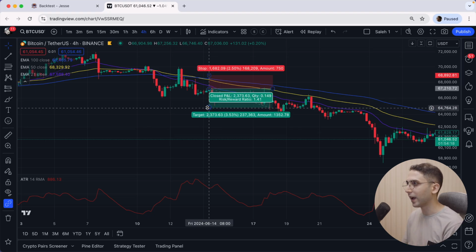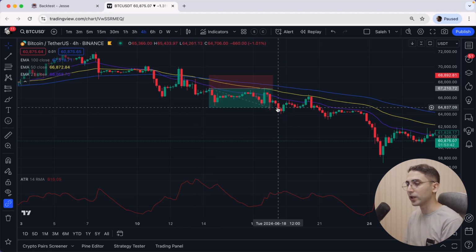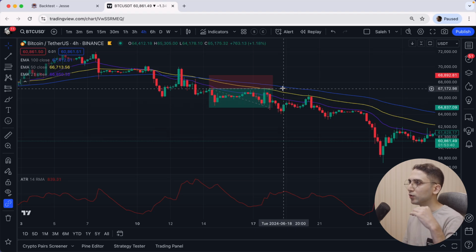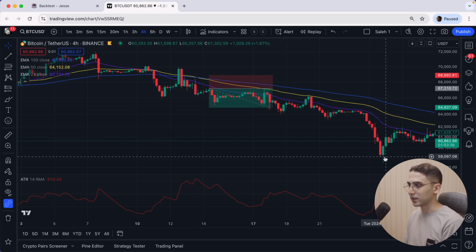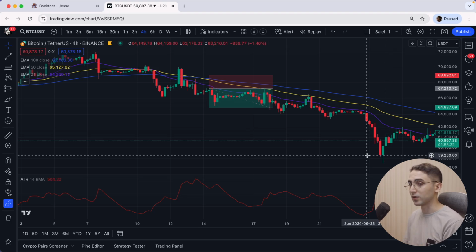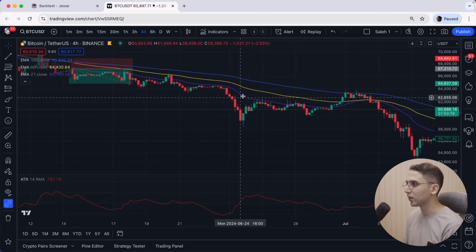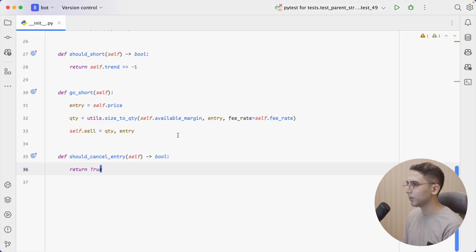I will exit half my position at this point, and when we hit this point, I'm going to update my stop loss to become a bit lower. And we're going to keep doing this for as long as the trend goes down. So this way we can ride the trend for as long as possible. And hopefully we'll be able to close it somewhere around here. All right, so let's go back to the code.